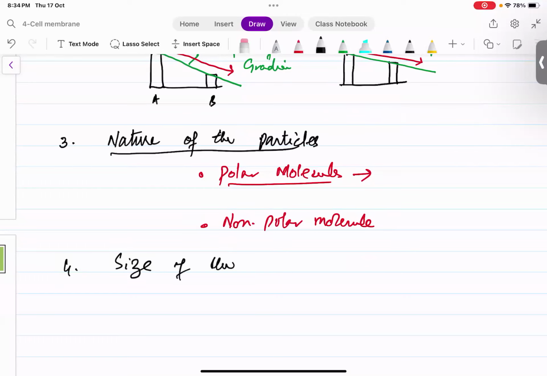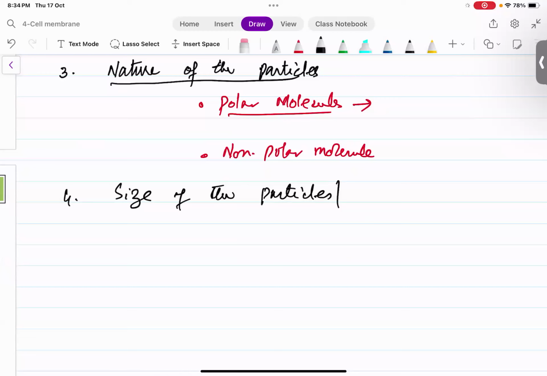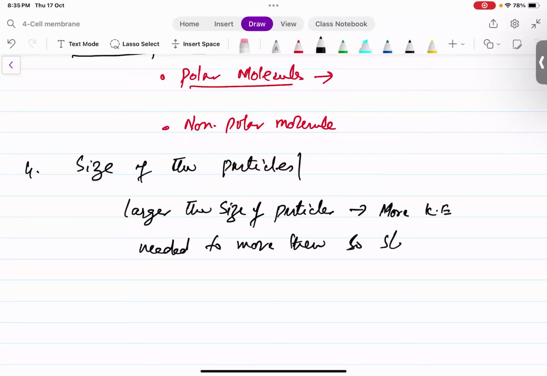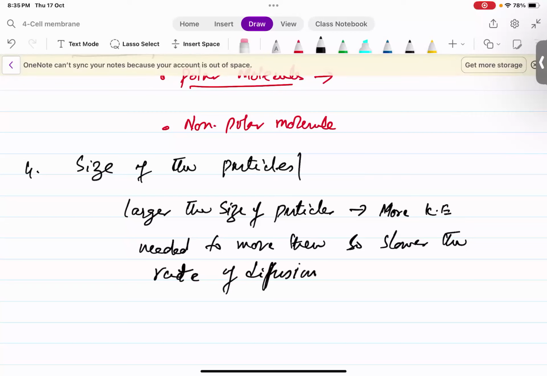Then we have the size of the particles or molecules. The larger the size of the particles, the more kinetic energy is needed to move them, so the slower the rate of diffusion, and vice versa. Smaller particles will have a higher rate of diffusion.